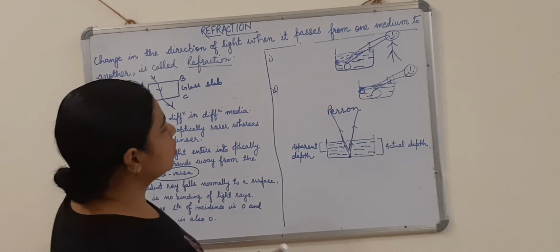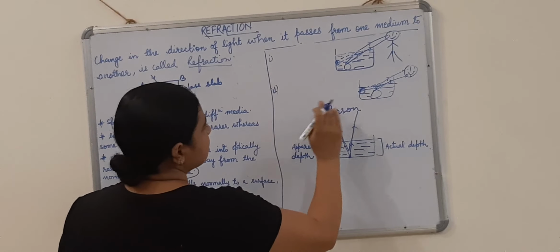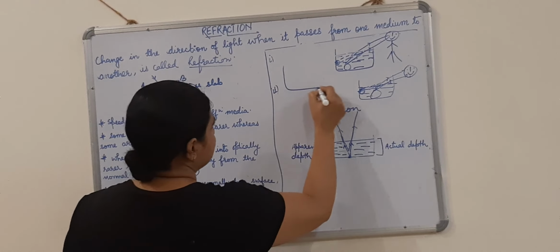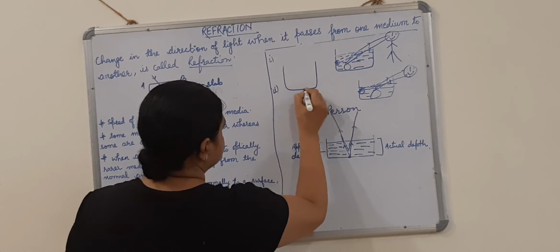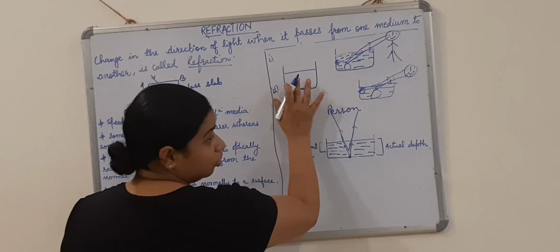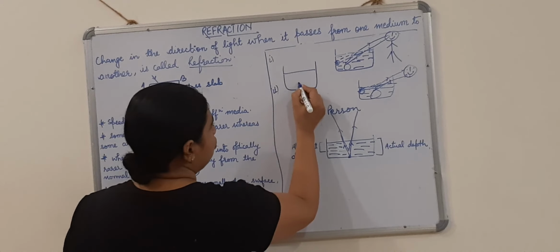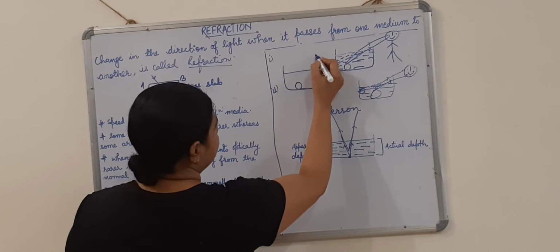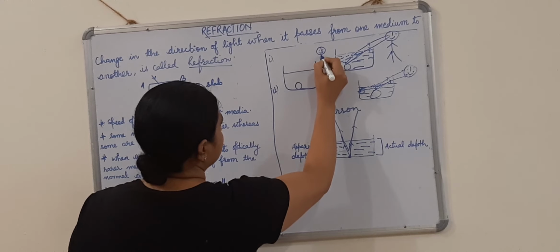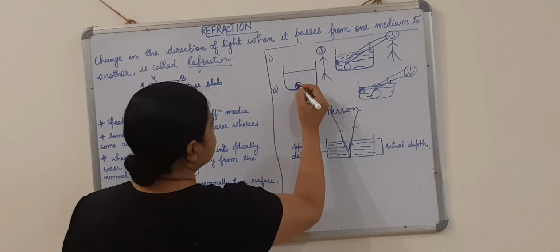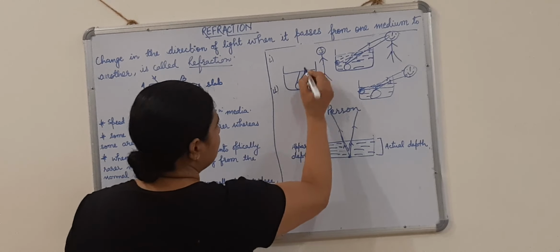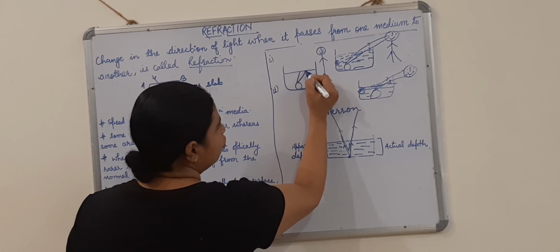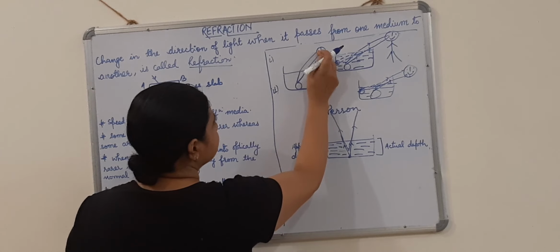Same way for the coin also. Person is standing here. Let me draw water. Suppose there is water. I am not drawing it inside, but there is water. The coin is actually lying here. The person is trying to view the coin from here. The light rays from this coin are moving out. At this interface, they will move away from the normal.